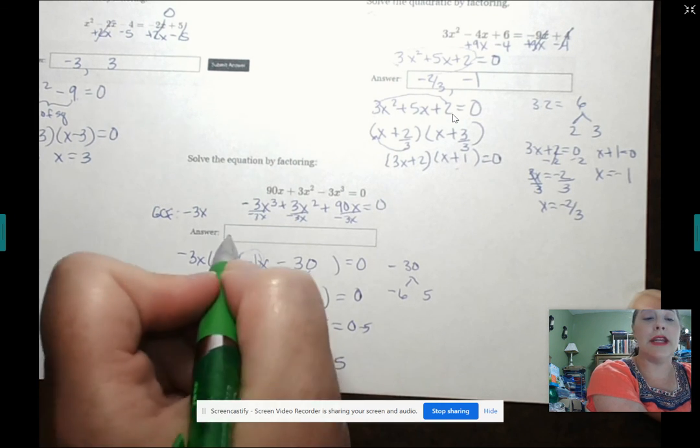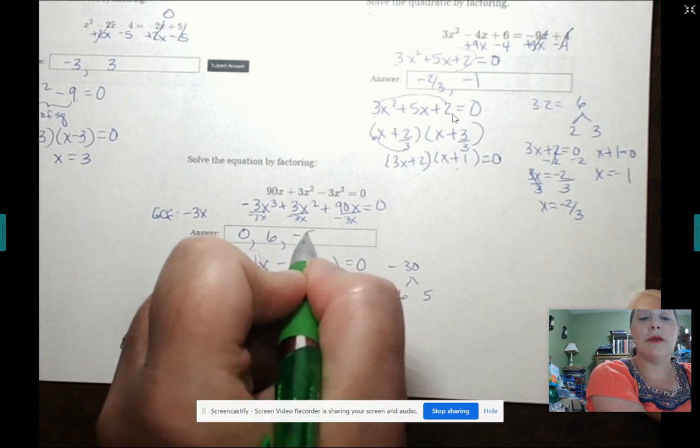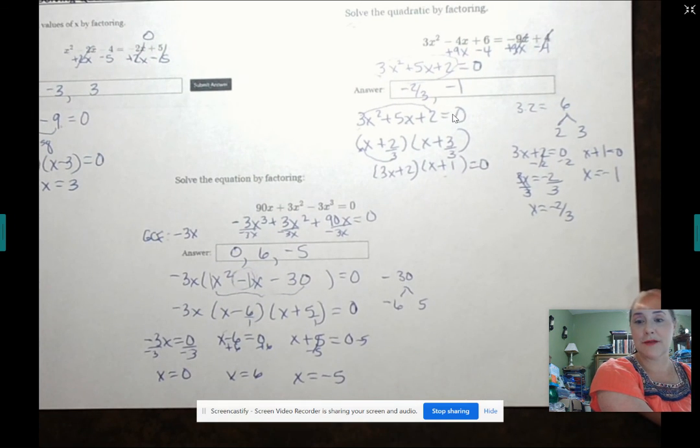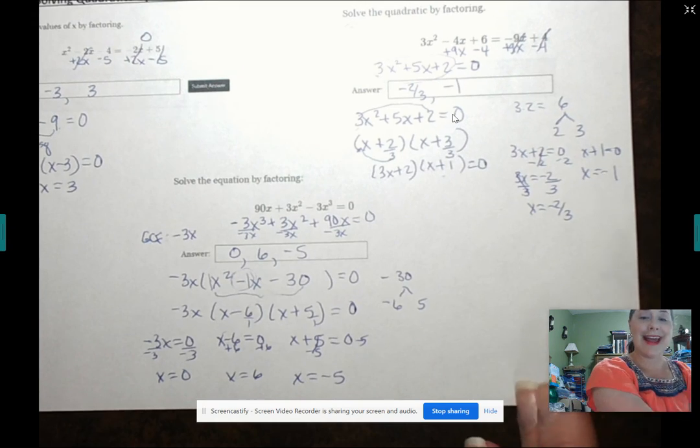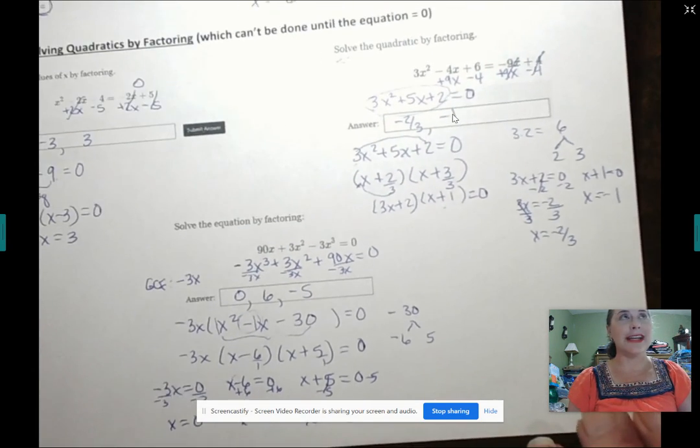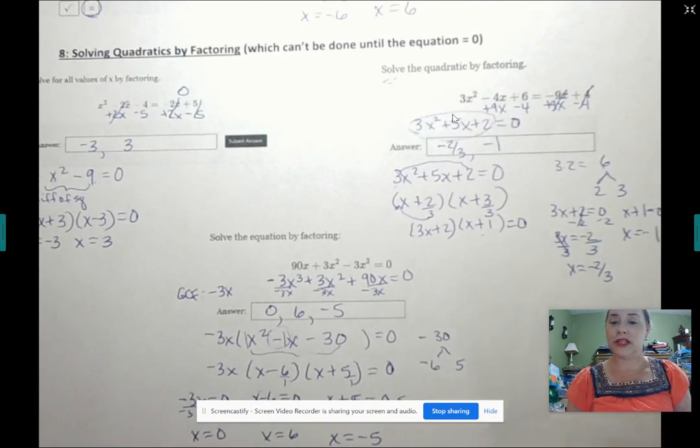And those, you can type those in any order. Every time you type a comma, it'll open up another box for you to write another solution. And that is it. So next week, we'll do our last unit, which is on all things quadratic. And we kind of have a little preview of that here. Take care.